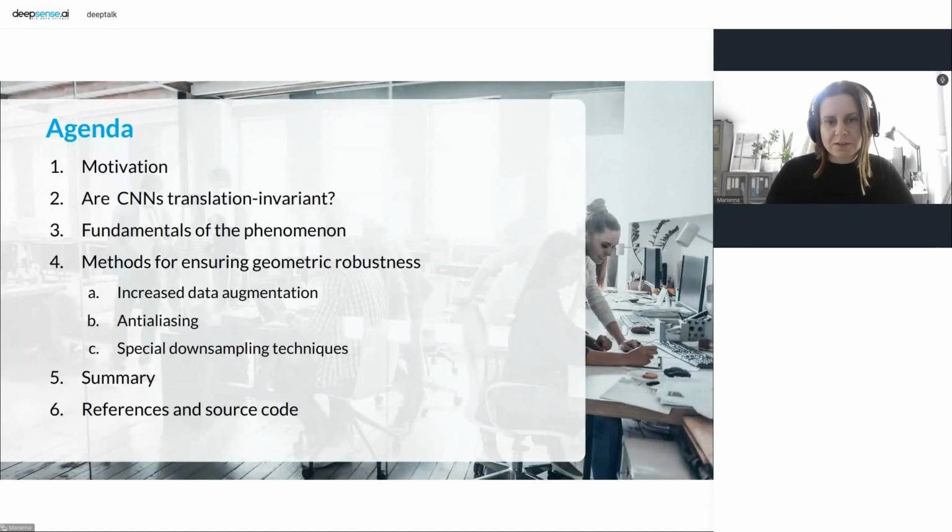During the presentation, I will try to explain why transformation invariance of our models is important. Next, I will present an analysis on transformation invariance of convolutional neural networks. And then I will show you different methods for ensuring geometric robustness. At the end of the presentation, you will find a list of references and implementations to try in your own projects.